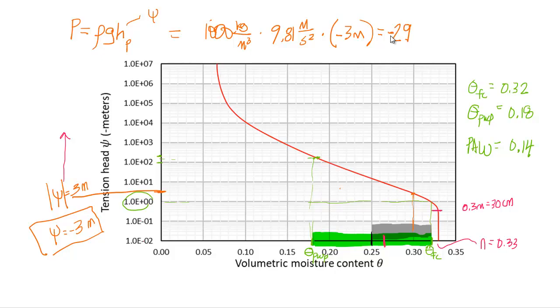minus 29,430 pascals. And of course, only two significant figures here. So we should write this. Final answer is that the pressure at a moisture content of 0.30 will equal minus 29,000 pascals. Negative pressure, that's gauge pressure, so that means that the pressure is less than atmospheric. And there you go.